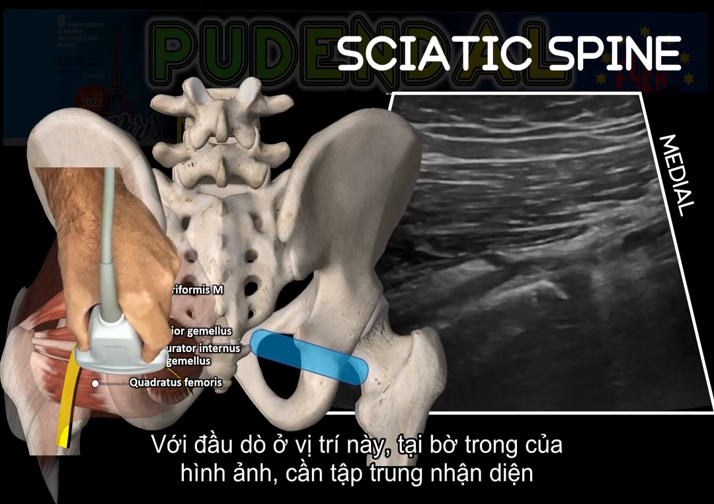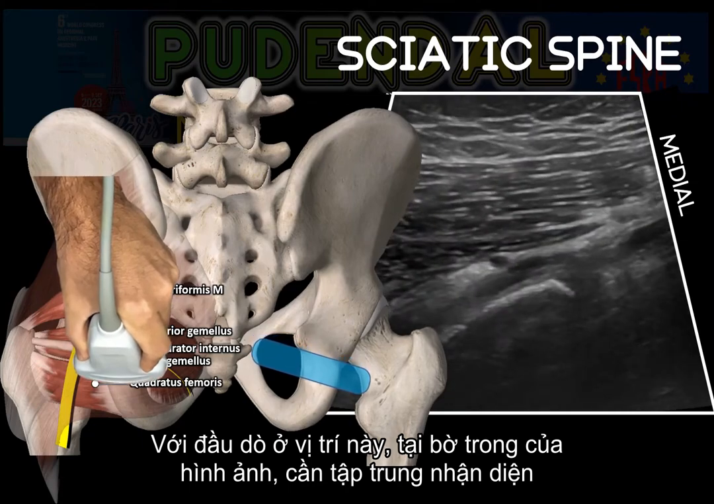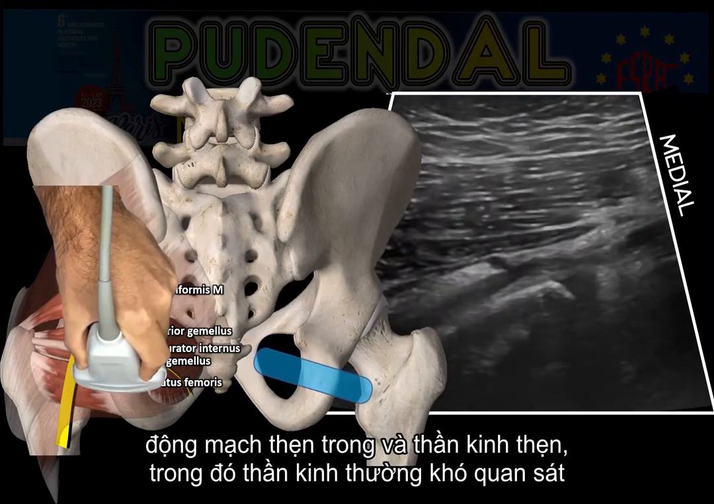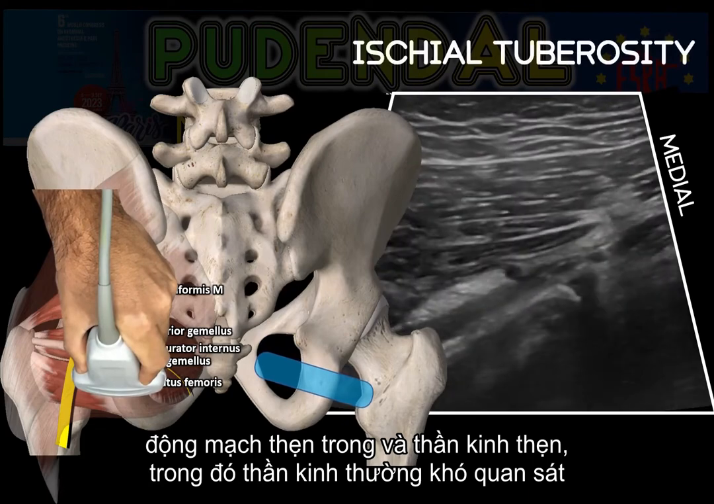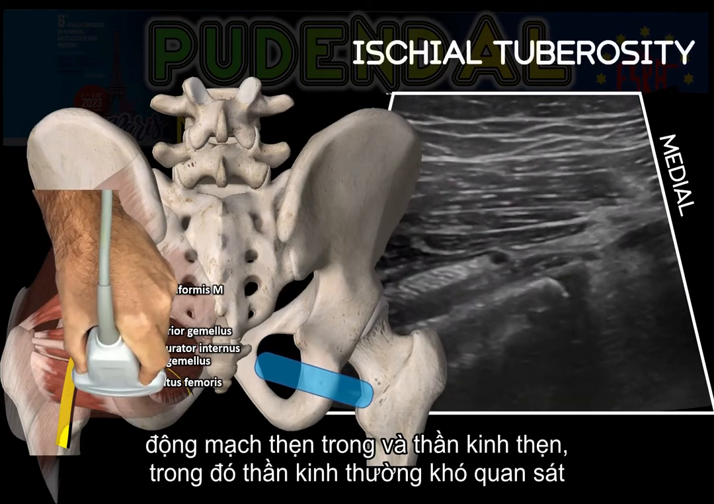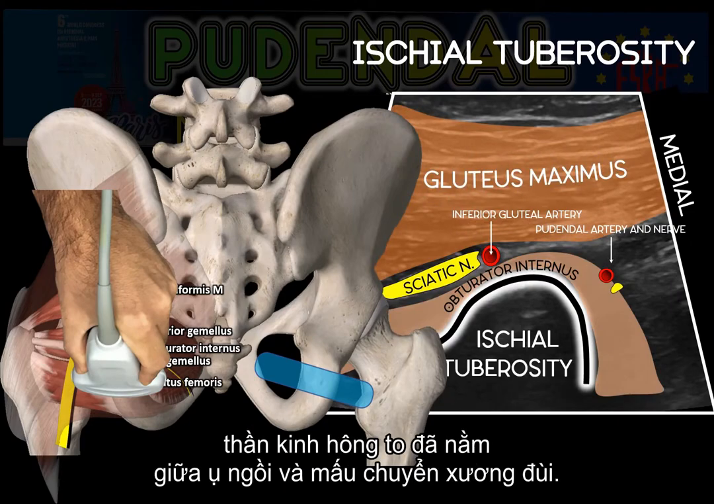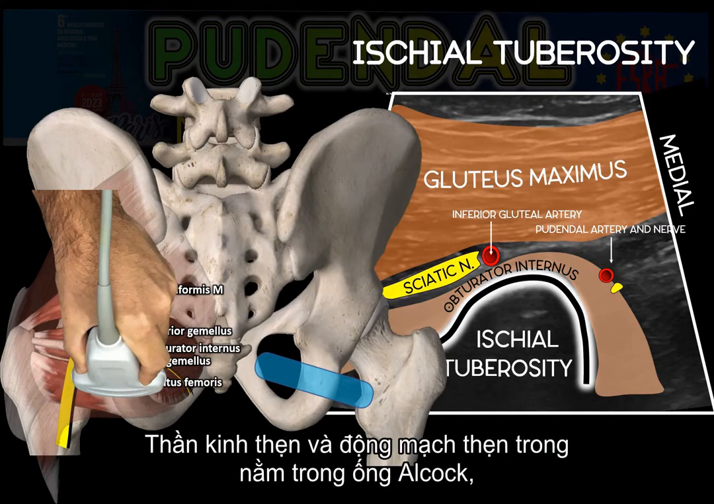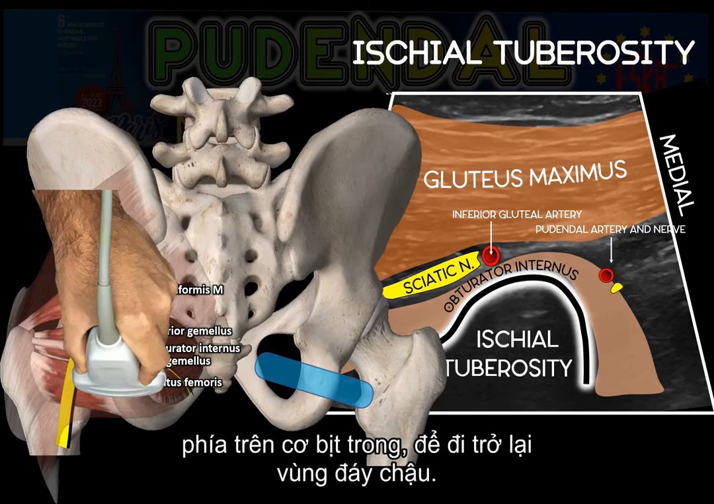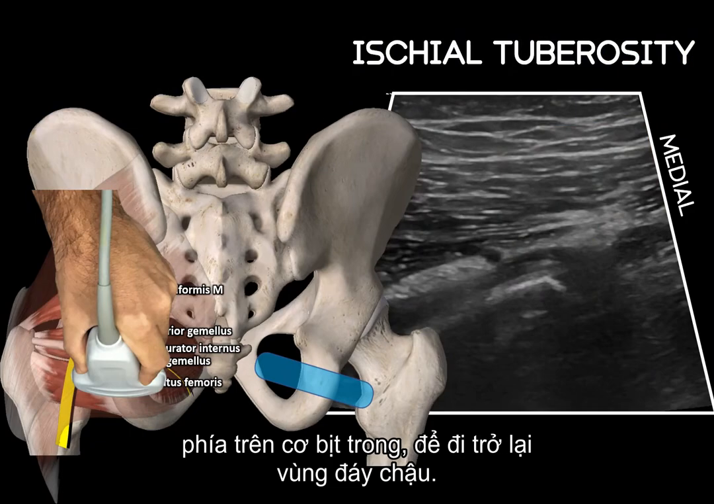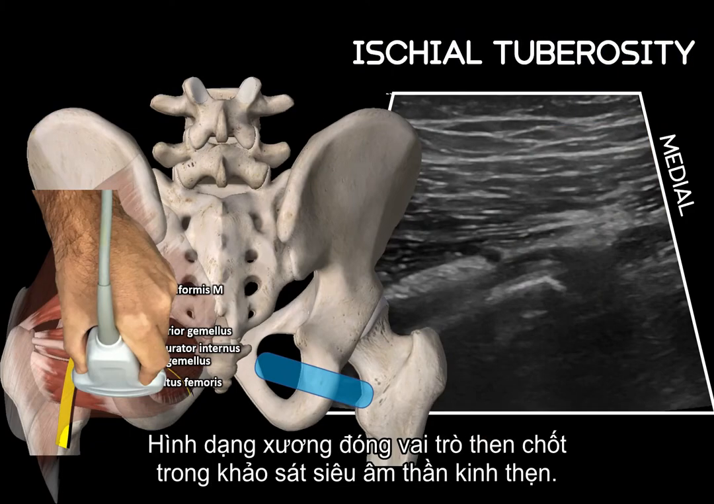With the transducer in this position, on the medial edge of the image, attention must be focused on the identification of the internal pudendal artery and the pudendal nerve, the latter being difficult to visualize because of its small size. At the level of the ischiatic tuberosity, the sciatic nerve is already located between the tuberosity and the femur trochanter. The pudendal nerve and artery are found within Alcock's canal over the obturator internus muscle to re-enter into the perineum.